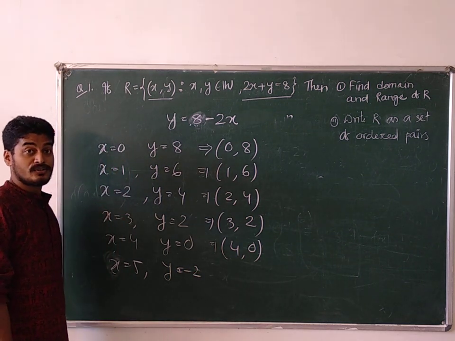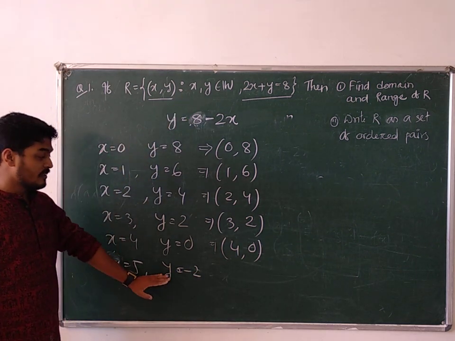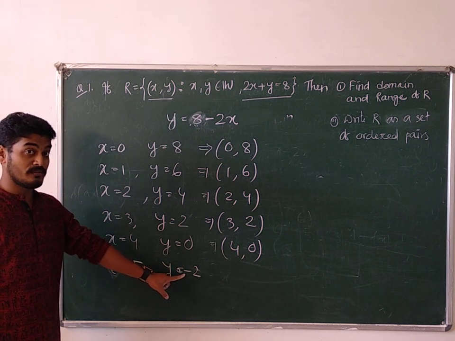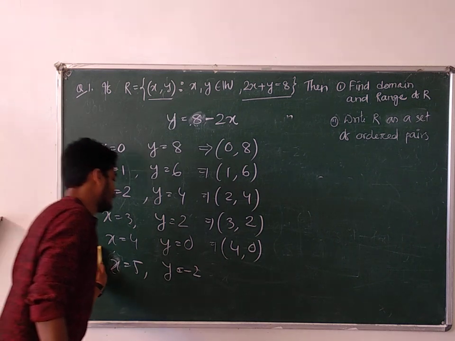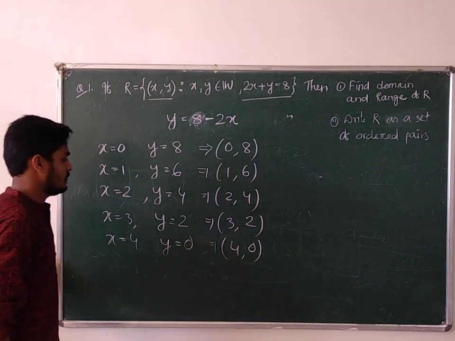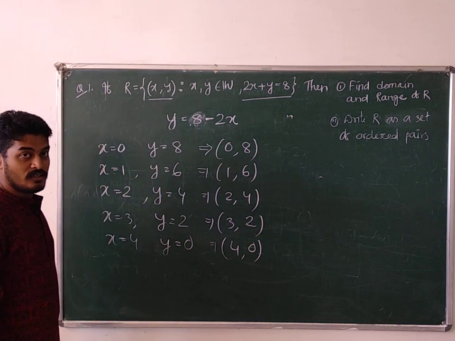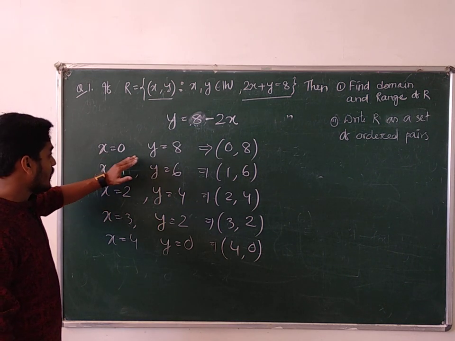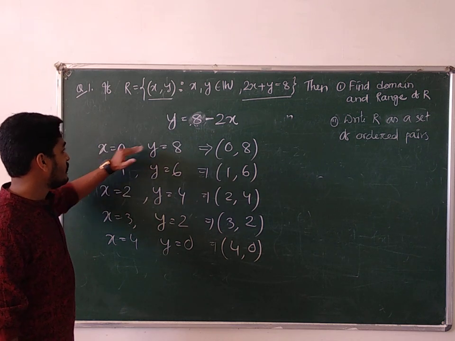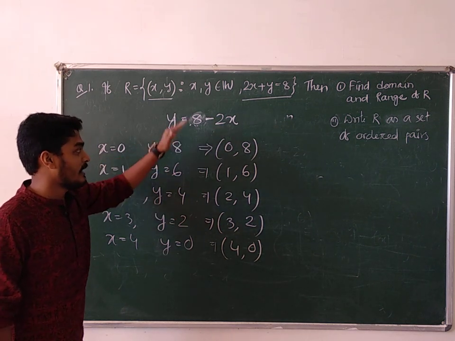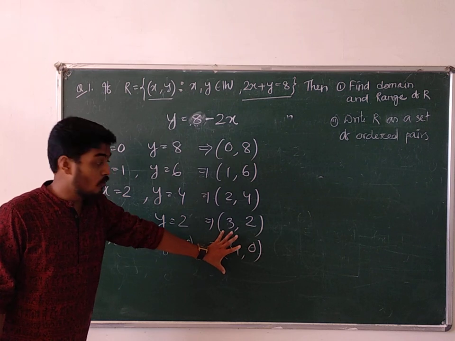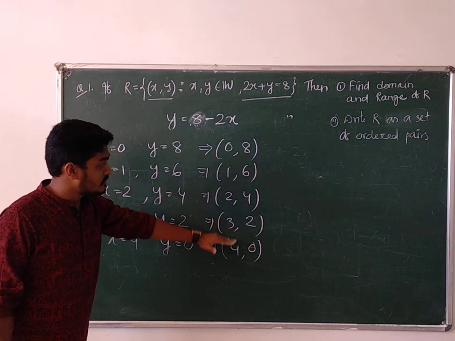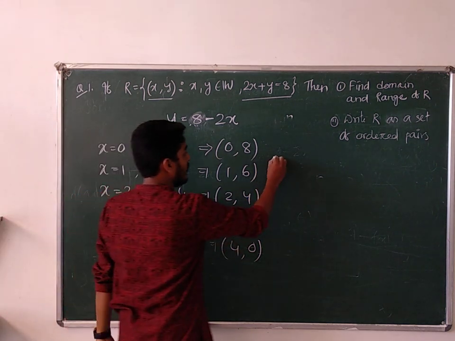But what is the main condition? Both x and y should be whole numbers, but we are getting y is equal to minus 2, which is not a whole number, so we will not proceed further. To satisfy this condition, both the components x and y should be whole numbers. For different values of x you are getting different values of y and their corresponding ordered pairs. All those ordered pairs satisfy these conditions, as all the components are whole numbers. So that's why R is a relation.